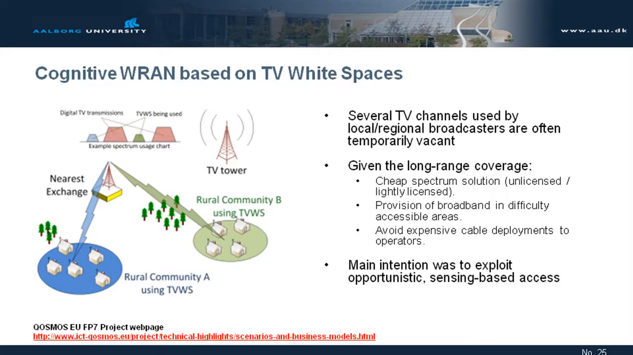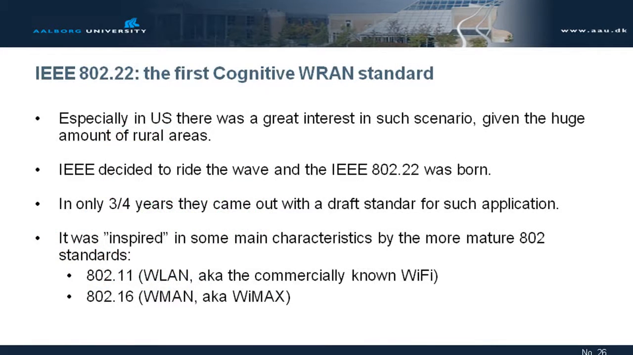And in the beginning, the main intention was, wow, we have spectrum sensing, we are smart, we detect the holes with the spectrum sensing, and we decide to transmit. But unfortunately, someone at the FCC decided to tell them that probably was not the case. And we'll discuss it.